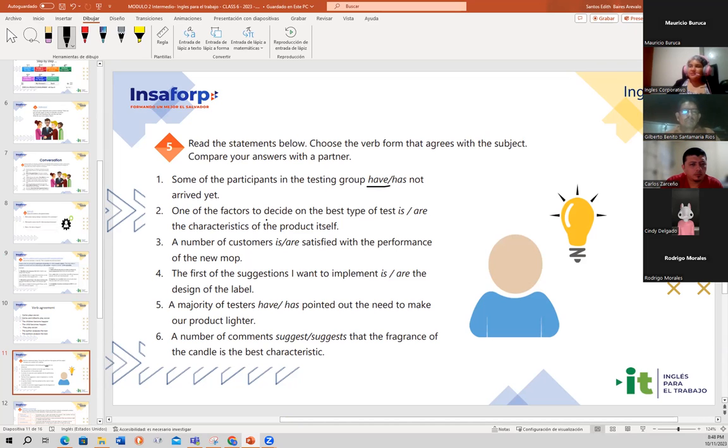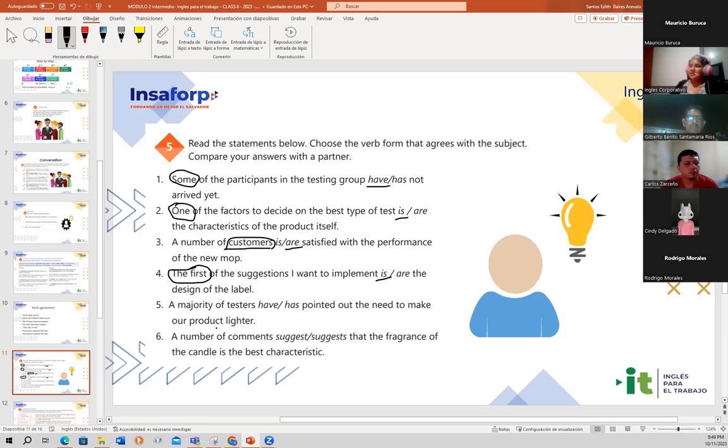Okay. One of the factors to decide on the best type of test is or are? Is. Right? Because we're talking about one. Singular subject. Correct. Okay, a number of customers are satisfied with the performance of the new mop. Okay, very good. The first of the suggestions is the design of the label.